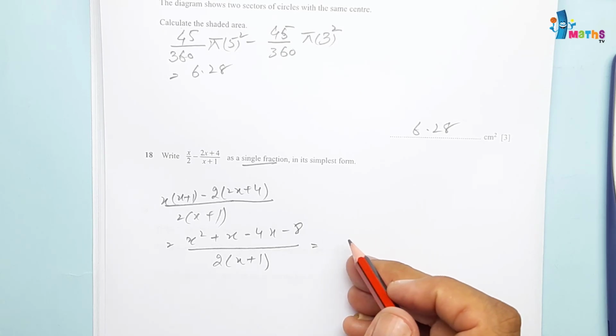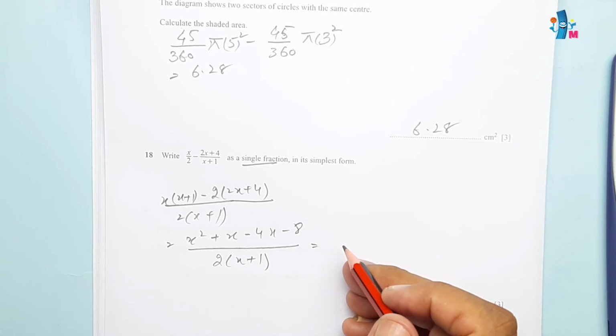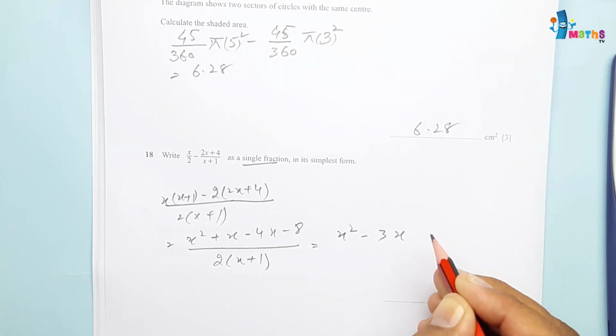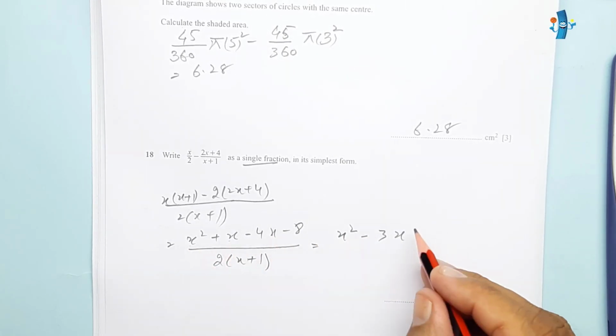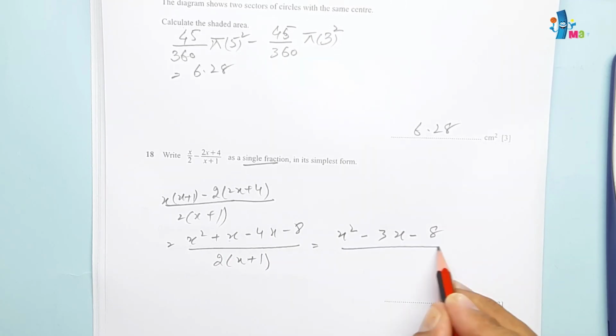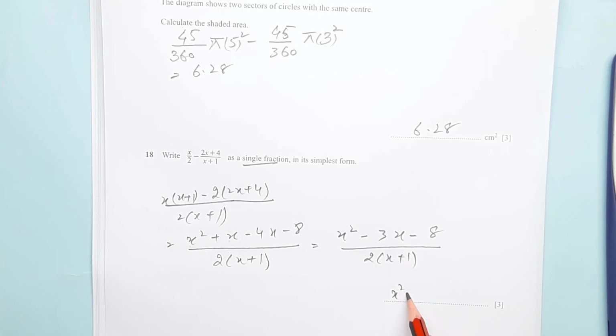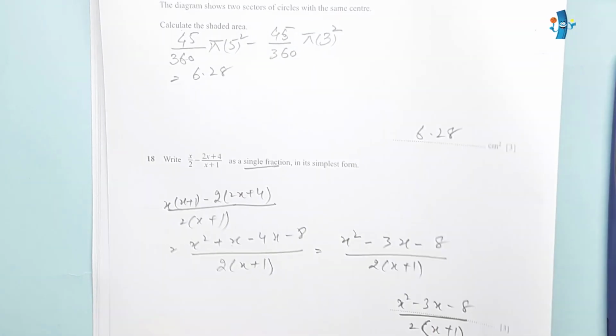This will be x square minus 3x minus 8 over 2 into x plus 1. This will be our answer. We can copy the answer over here, over 2 into x plus 1. This is done. Question number 18.